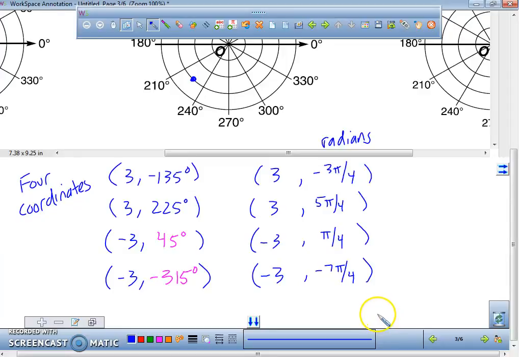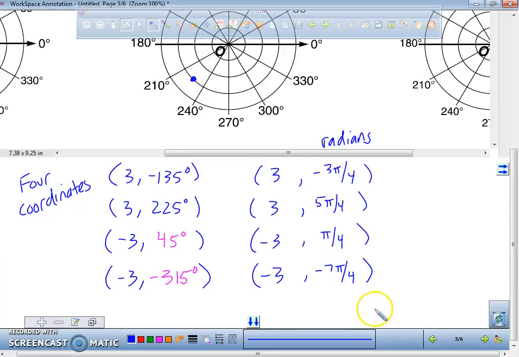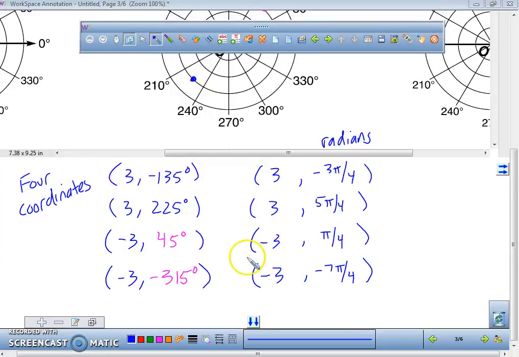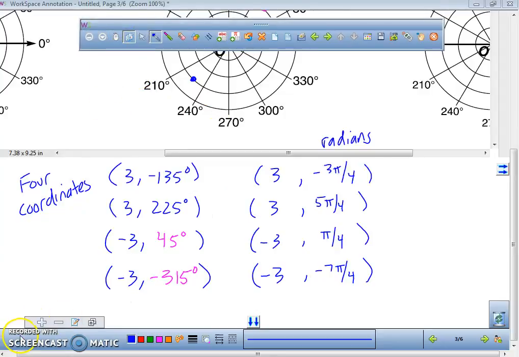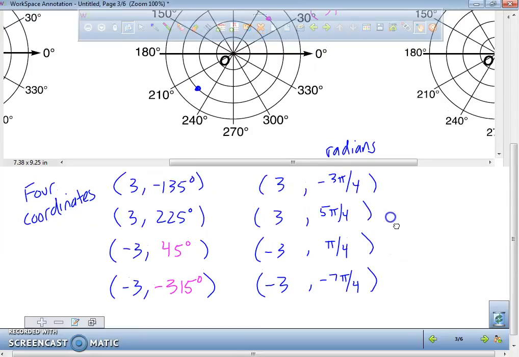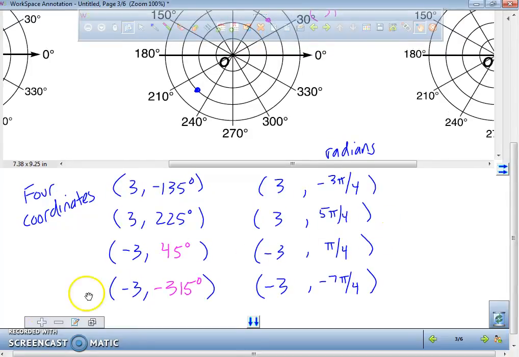Now, what we're going to do is one more problem like this on the video, and hopefully you can at least go back and look at this over again to see how to plot your polar coordinates. Unfortunately, that's the end of this video. If you want to know more, you'll just have to wait till tomorrow.